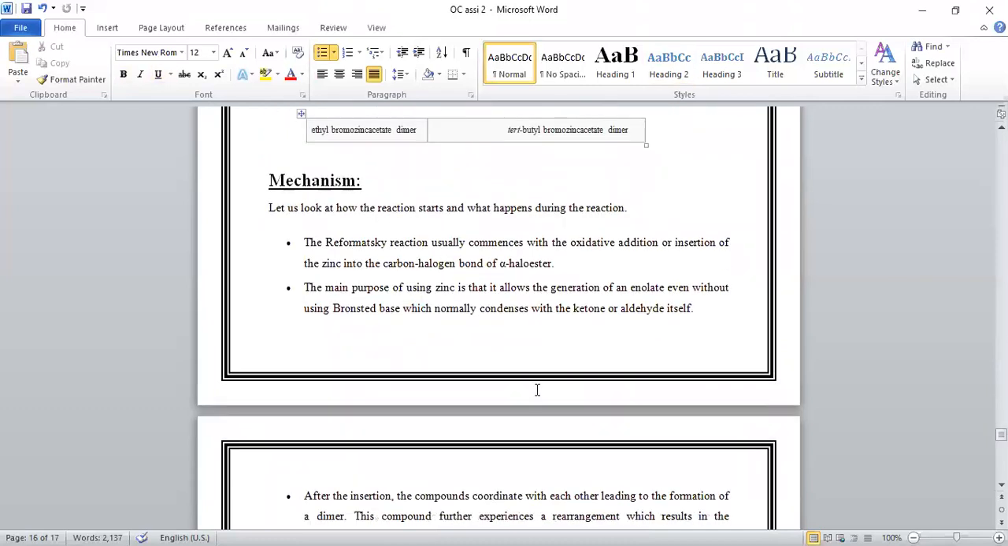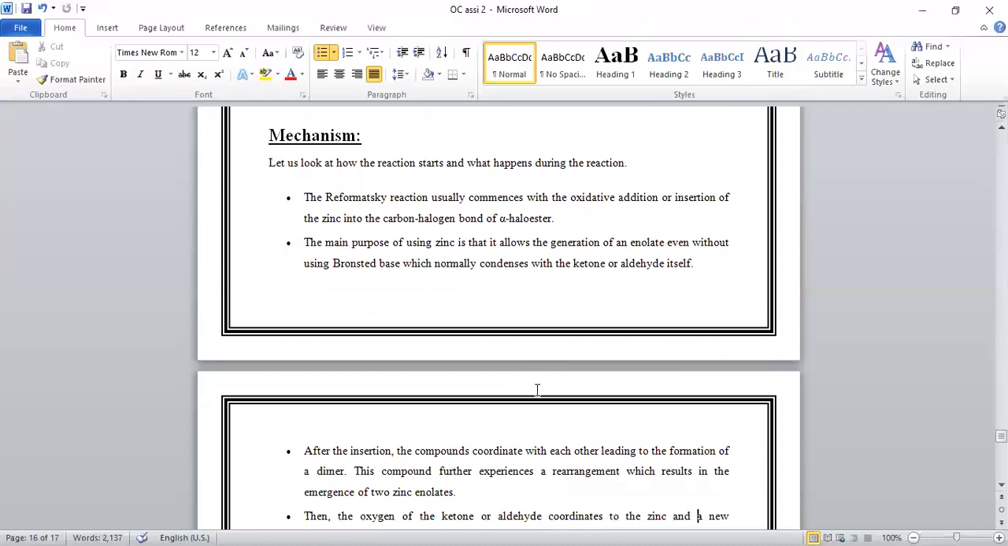Mechanism. The Reformatsky reaction usually commences with the oxidative addition or insertion of zinc into the carbon-halogen bond of the alpha haloester. The main purpose of using zinc is that it allows the generation of an enolate even without using a Bronsted base, which normally condenses with the ketone or aldehyde itself.